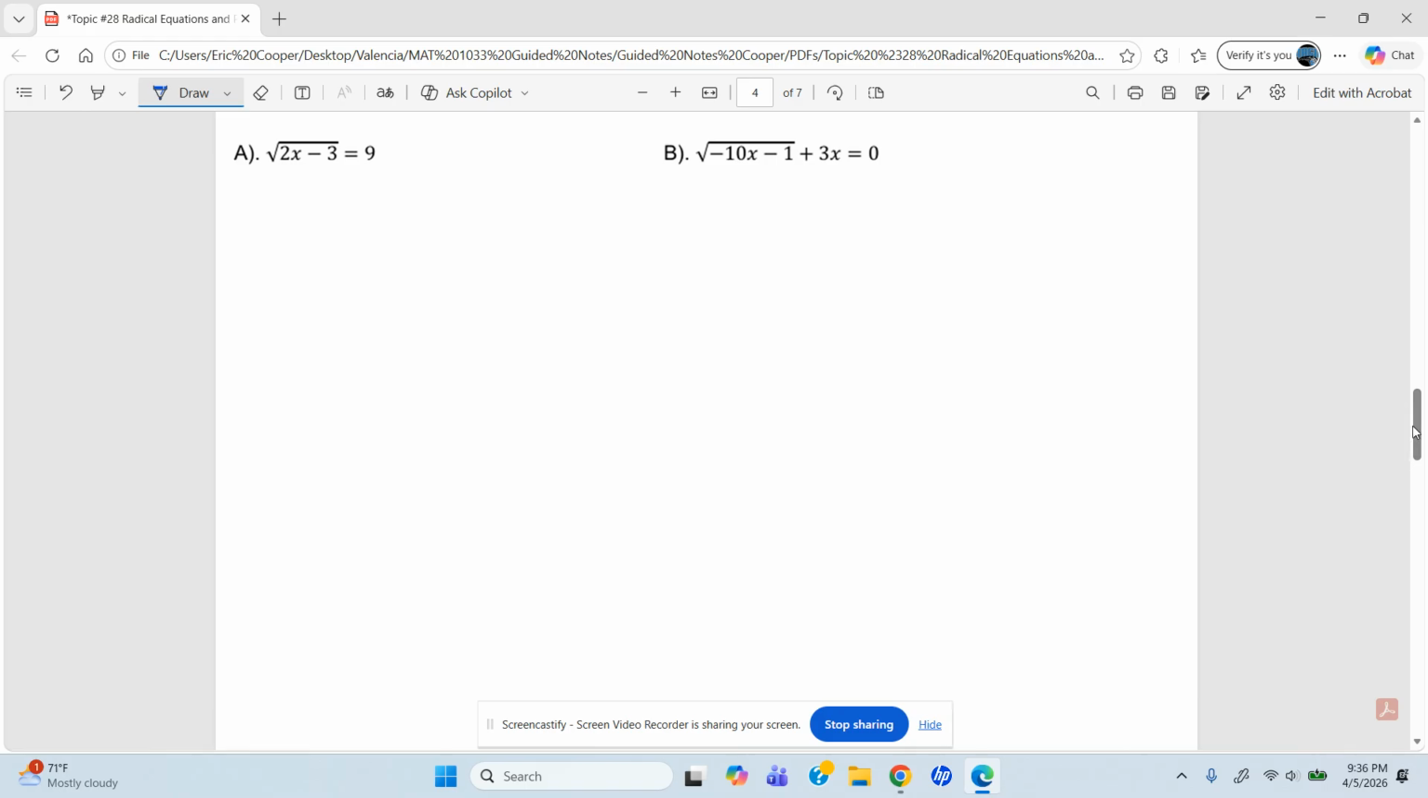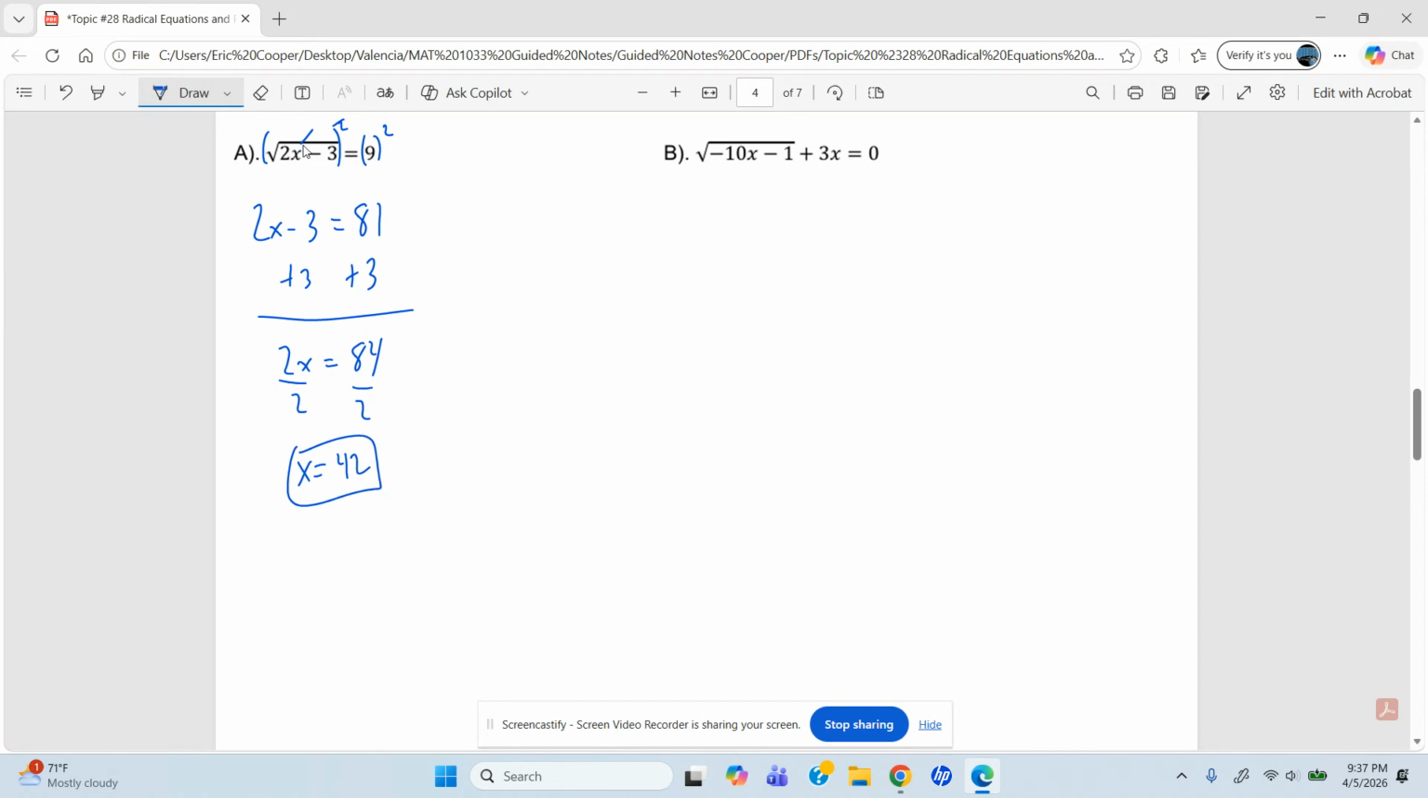Let's model some problems here. So for A, the radical is already by itself, so nothing needs to be moved. We have a square root here, so in order to get rid of a square root, we square it. When I square a square root, it cancels out the square root, and it leaves me with just what's on the inside. So here I'm left with 2x minus 3. And on the right, I've got 9 squared, which is 81. Now I'm going to solve this for x. So I add 3 to both sides. 2x equals 84. And divide by 2. And I get x equals 42.